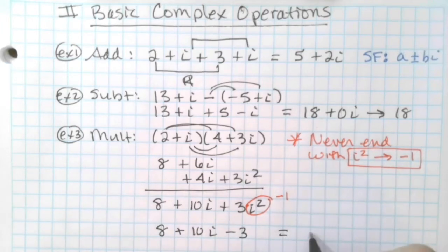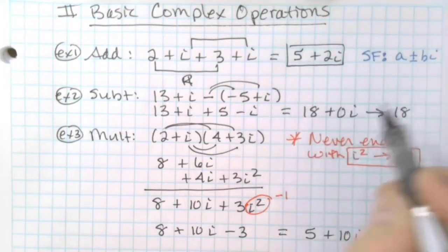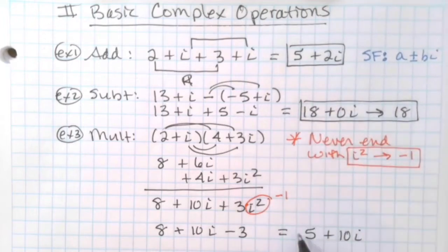And then finish out the problem. 8 minus 3 is 5 plus 10i. Of course, I should be boxing my answers. There we go. Okay, that's multiplication.